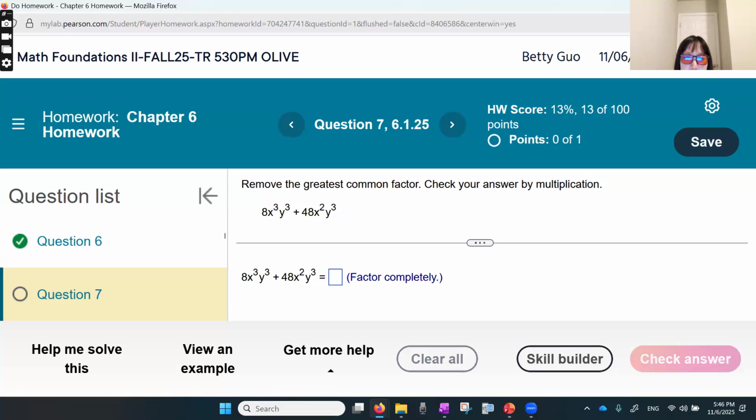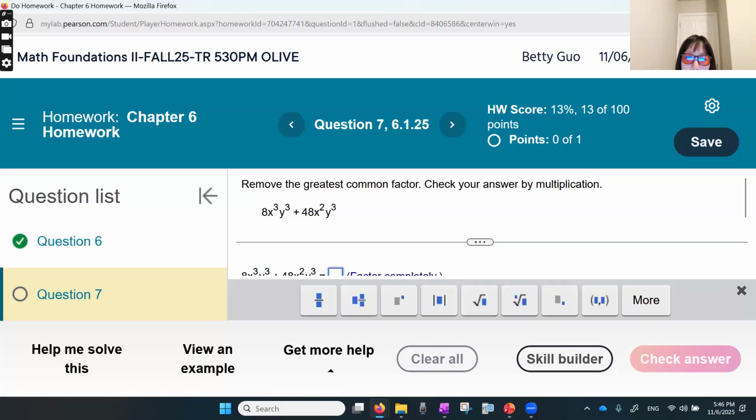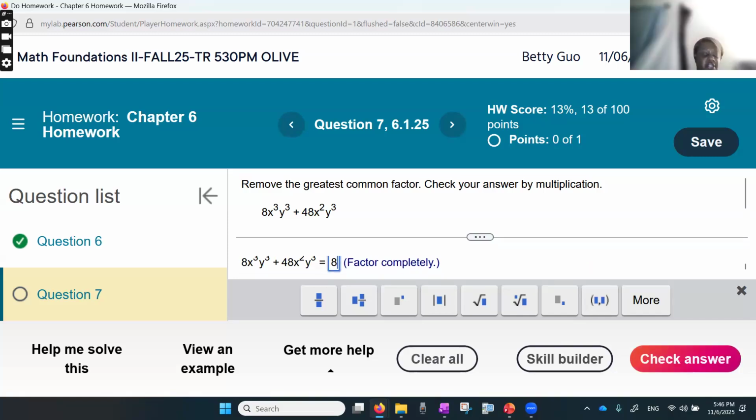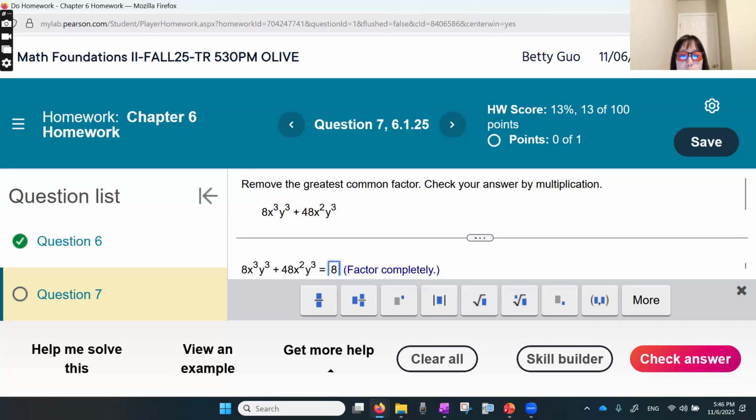Question number 7, same thing, right? The very first thing to do is GCF. 8, 48. 8 goes into 48 six times, so the GCF is 8. And x cubed, x squared, x squared is the GCF of the two exponential expressions, the one with lower degree. Y cubed, both of them have y cubed, so y cubed is going to be part of the GCF, right? Do you guys agree?